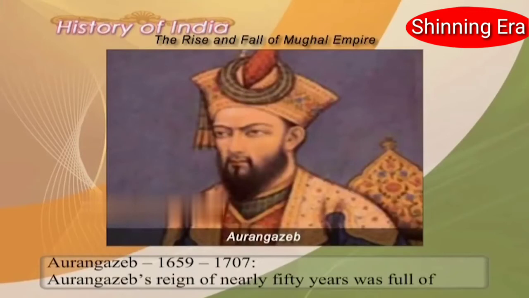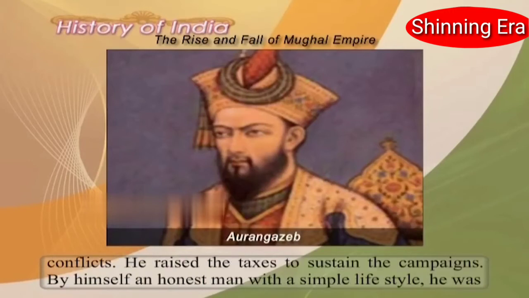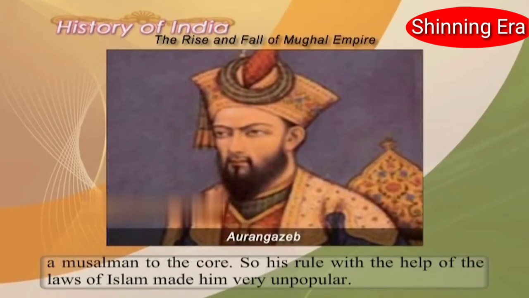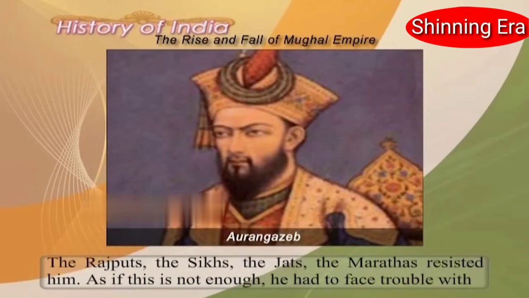Aurangzeb, 1659 to 1707. Aurangzeb's reign of nearly 50 years was full of conflicts. He raised the taxes to sustain the campaigns. By himself an honest man with a simple lifestyle, he was a Mussalman to the core. So, his rule with the help of the laws of Islam made him very unpopular. The Rajputs, the Sikhs, the Jats, the Marathas resisted him.